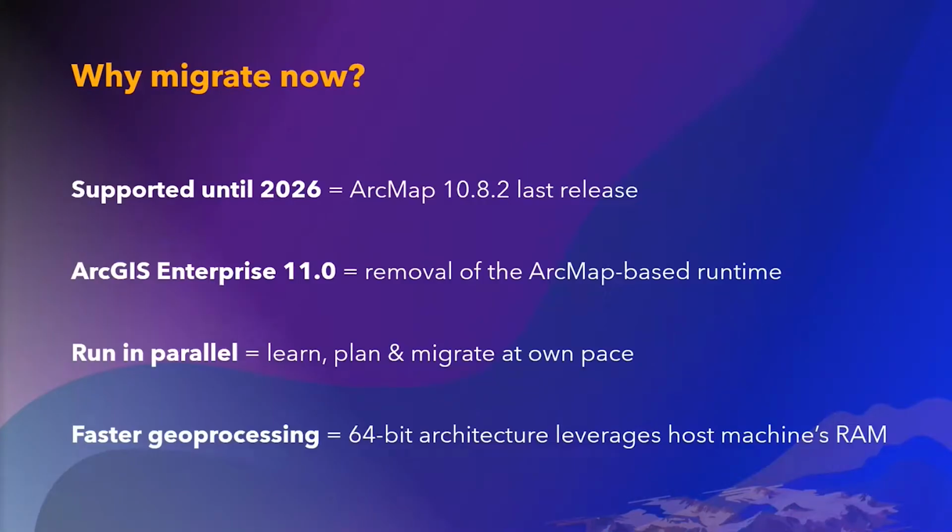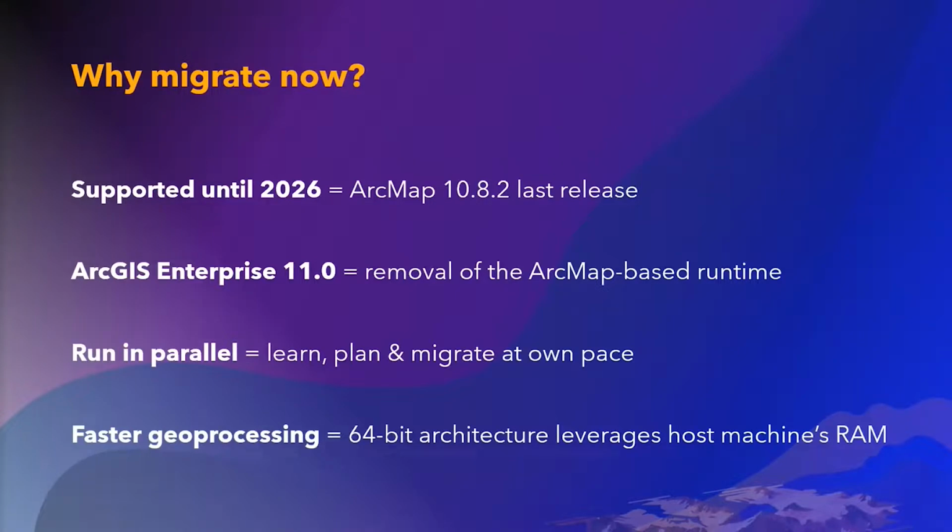So why should you migrate now rather than later? ArcMap is supported until 2026, but from 2024, it will only offer technical support. And so there'll be no software updates and patches, and no ongoing development. Also, with relation to ArcGIS Enterprise, 10.9x will be the last series that supports publishing and consuming of services from ArcMap. So the latest release of Enterprise 11 is the first to only include the ArcGIS Pro based runtime.